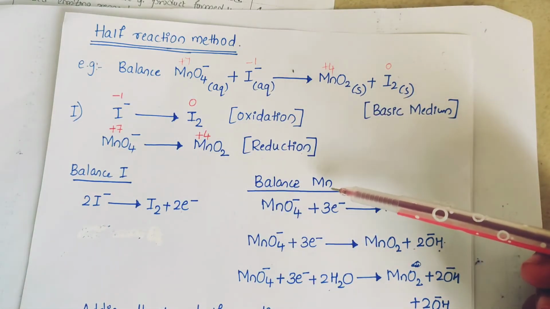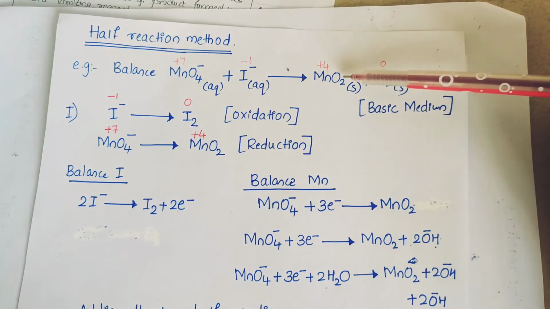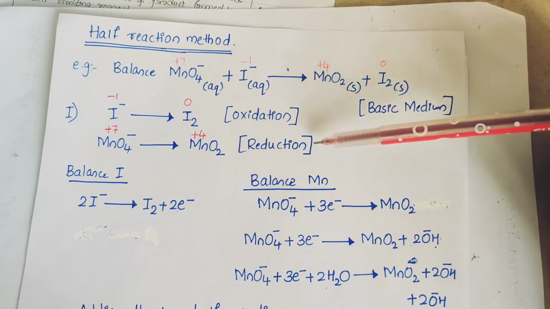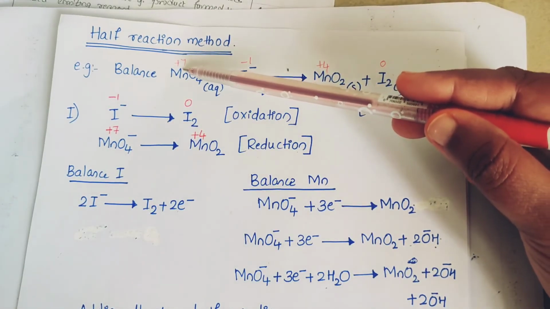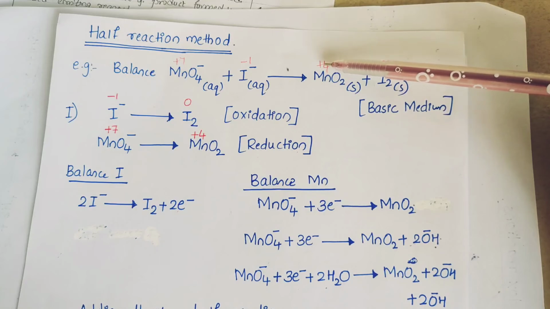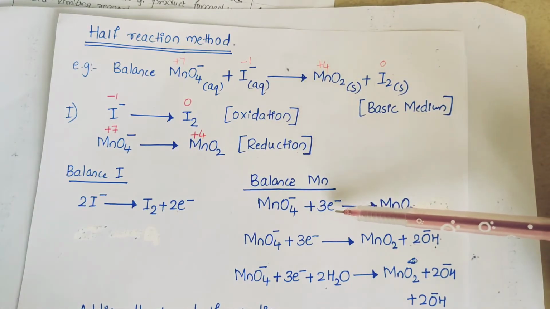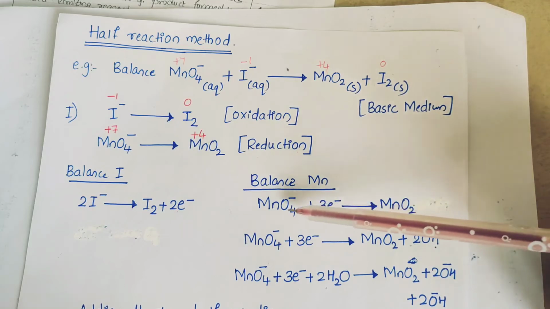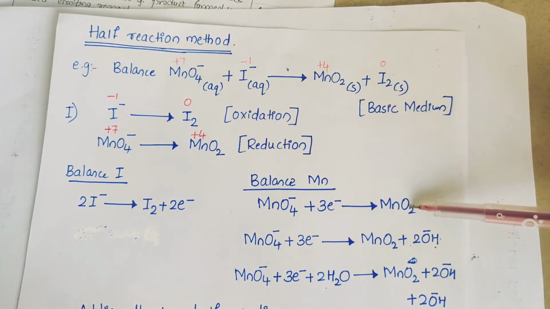Manganese, if you consider, okay, MnO4 minus is giving rise to MnO2. So this is a reduction reaction. Reduction means gain of electrons. So how many electrons change? Mn +7 to +4. So what's the change? 3 electron change. So reduction means gain of electrons. So that gain of electrons I should add to the reactant side. So how many electrons should I add? 3 electrons. So MnO4 minus plus 3 electrons will give you MnO2.